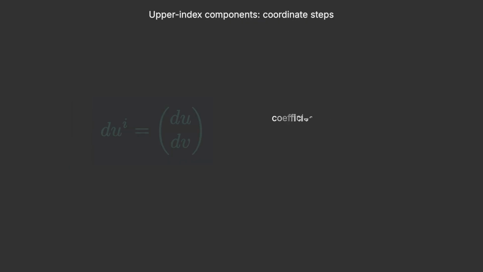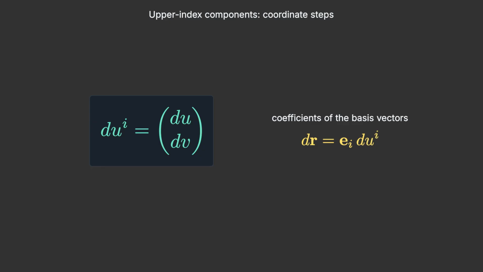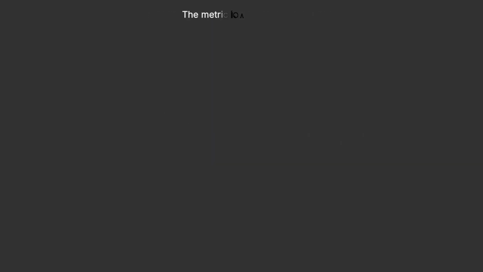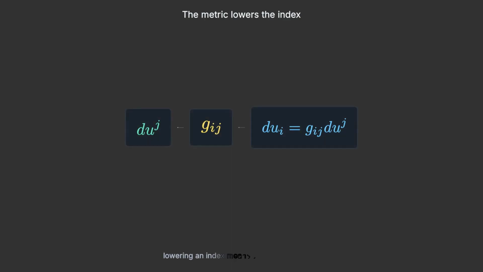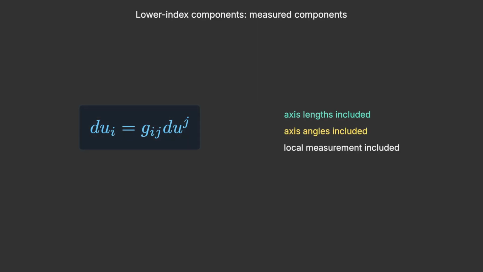Now we can explain covariant components. Start with the contravariant components du upper i. These are the coordinate steps. Apply the metric. du lower i equals g_ij du upper j. This lowering of the index turns coordinate steps into measured components. Geometrically, the covariant component is what the vector reads when tested against the local measuring direction. It contains the effect of axis lengths and axis angles.